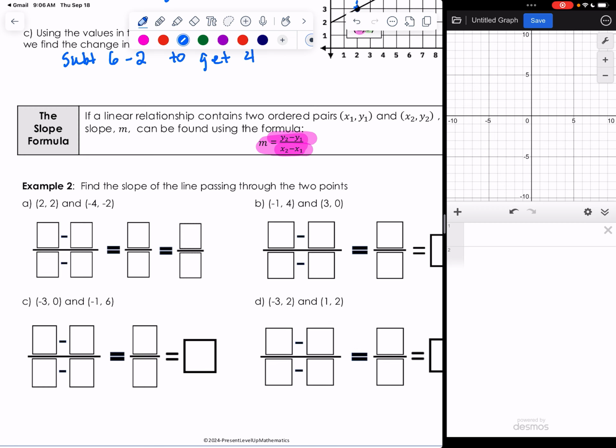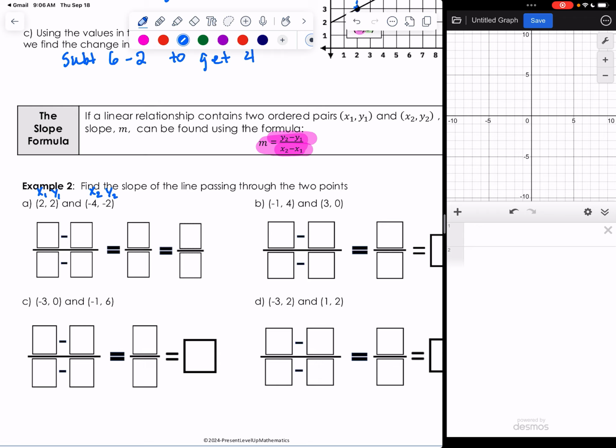So in example 2, it says find the slope of the line passing through the 2 points. And in part A, the 2 points they've given us are (2, 2) and (-4, -2). So the first thing I want you to do is label these ordered pairs. So this would be x sub 1, y sub 1. And that simply means first x value, first y value. Our second point would be x sub 2, y sub 2. That simply means second x value, second y value.